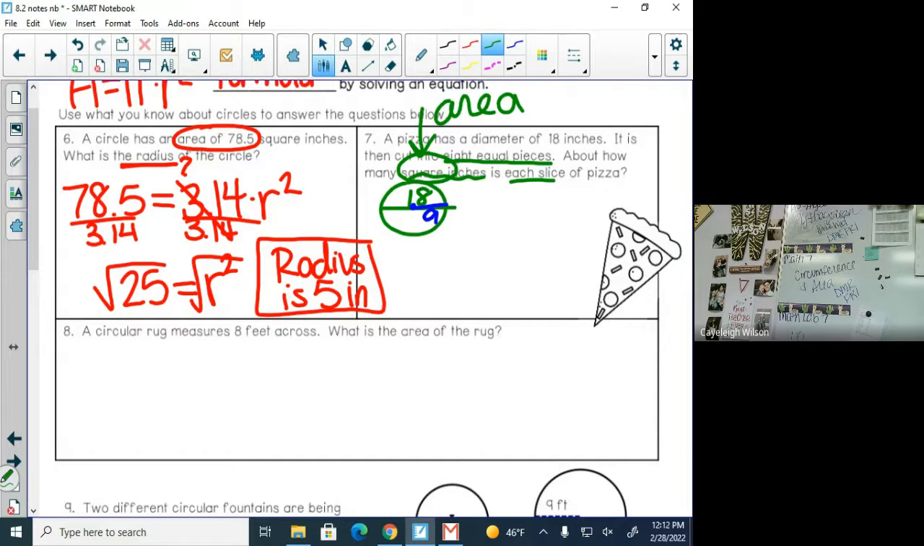Okay, so let's find the area. So pi times radius squared. So 3.14 times 9 squared. Type it in your calculator. 254.5. Okay. All right.